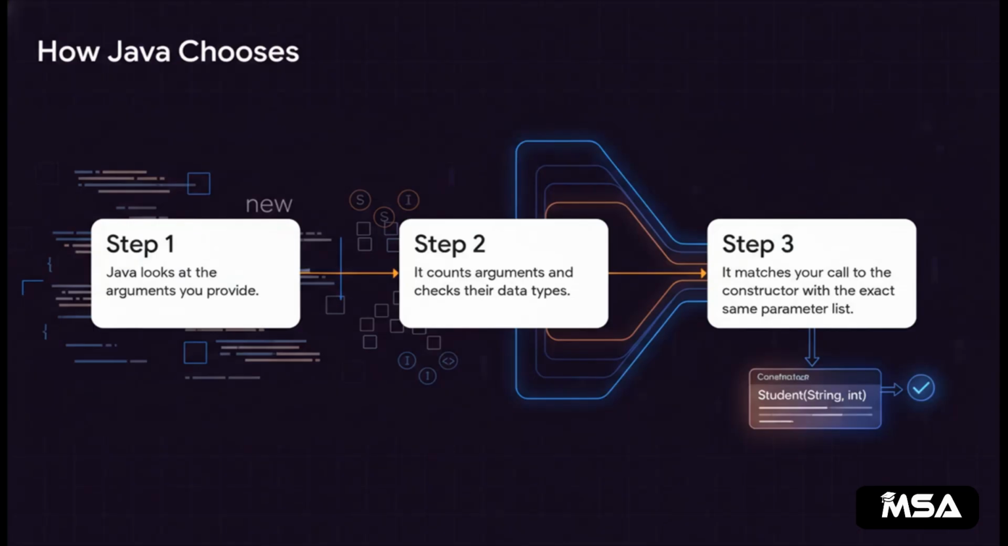So you might be wondering, how does Java not get confused? Well, it's not magic. It's just really smart pattern matching. When you write new Student parentheses, the compiler looks at what's inside the parentheses. It checks the number of arguments and their data types. Is it empty? Is it one String? Or is it a String and an int? It then finds the one and only one constructor that has that exact signature. It's a perfect match every single time.